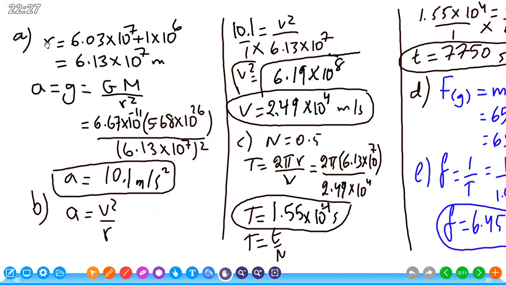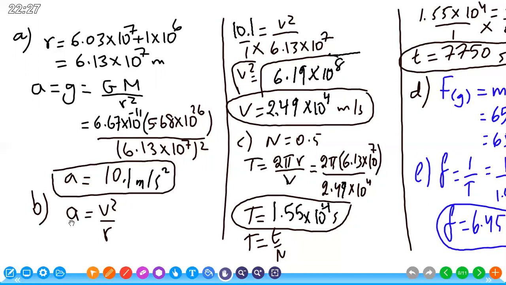First of all, you have to get the distance. Don't forget this, it is very important. The distance is not the radius now. The distance is the radius plus the height, which is 1,000 kilometers, 1 times 10 to the 6 meter. If I add them, I will get the new distance, 6.13 times 10 to the 7 meters. Then let me get A, which is G. It is capital G, capital M, the planet over the distance squared. We have everything, so I get about 10.1 meter per second squared, which is close to that of the Earth.